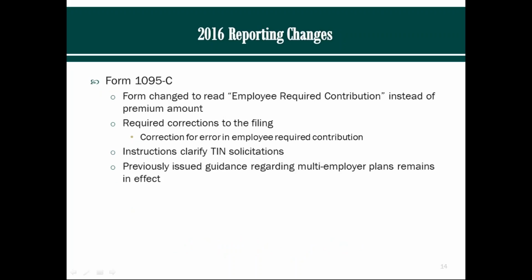On Form 1095-C, the form that goes to the full-time employee, one of the changes they made is that on Part 2, line 15, it stated premium amount. Well, many employers thought this means the premium that is charged for the employee coverage, meaning the employee and employer contribution combined. And that was incorrect. So what the IRS did is they changed the language to read now employee required contribution, hoping that it clarifies. They're only looking for the amount of money that the employee has to contribute, not what the entire cost of the coverage is.